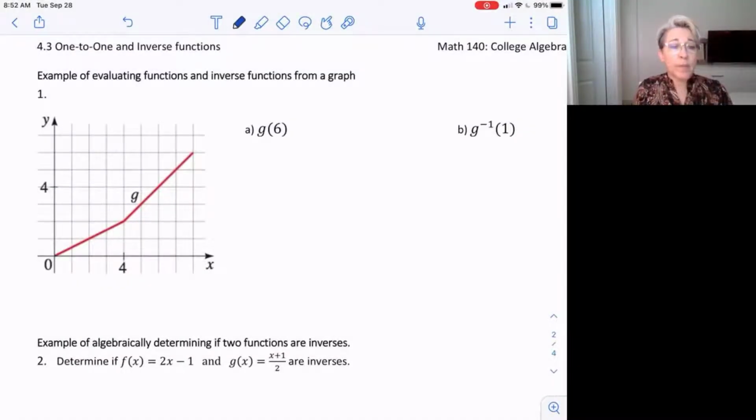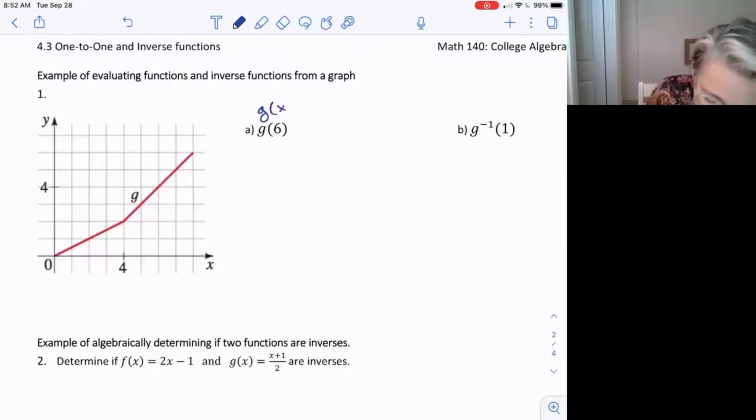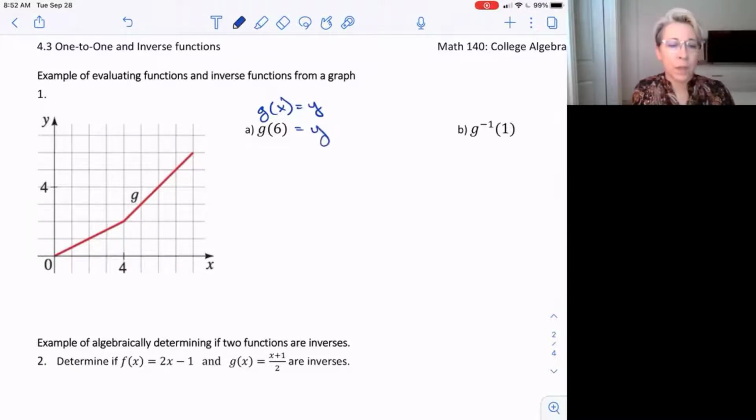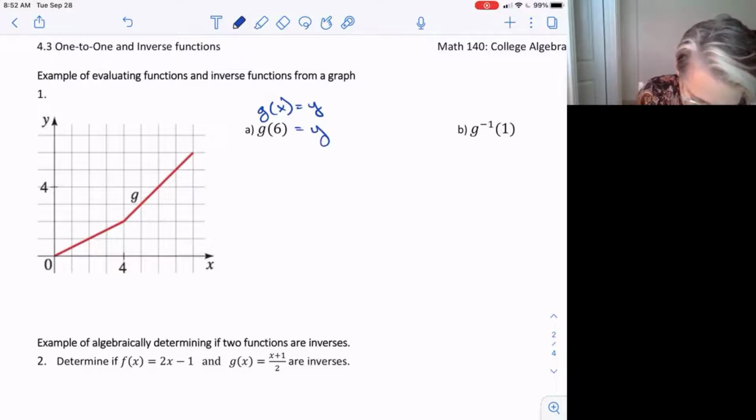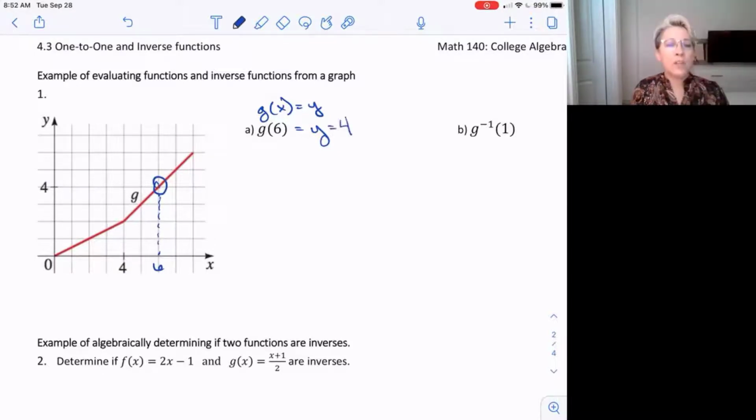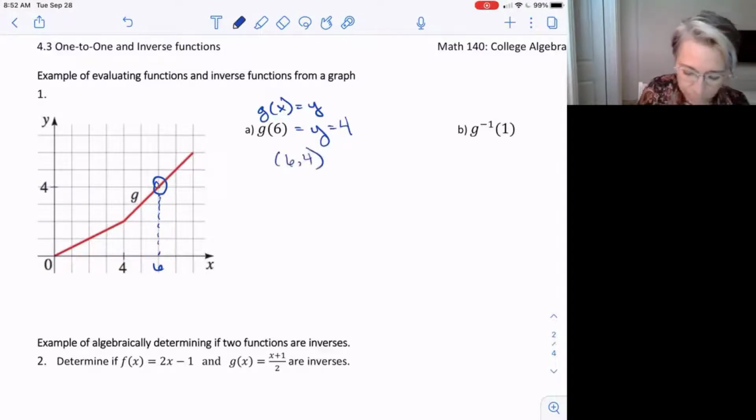So our first example, we're going to be evaluating functions and inverse functions by looking at a graph. So in part A, it asks us to find g of 6. Well, notice the graph that's being given there is the g function. So they are giving us the x value, which means they're wanting us to find the y value. Well, if x is 6, that would be right here. We can move up and we find that the y value is 4. So g of 6 equals 4. That tells us we have the point (6, 4) on g.